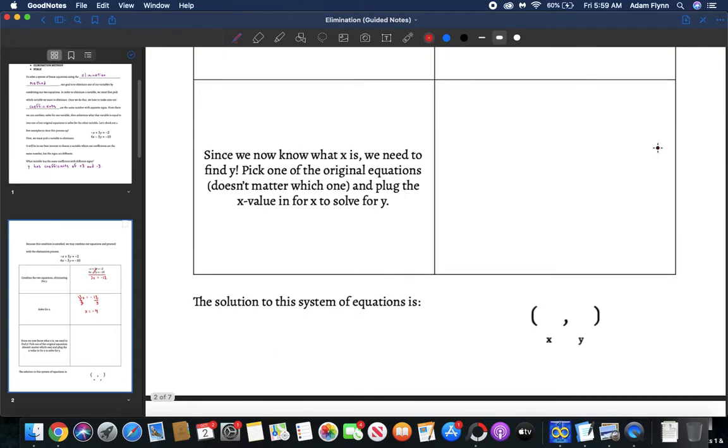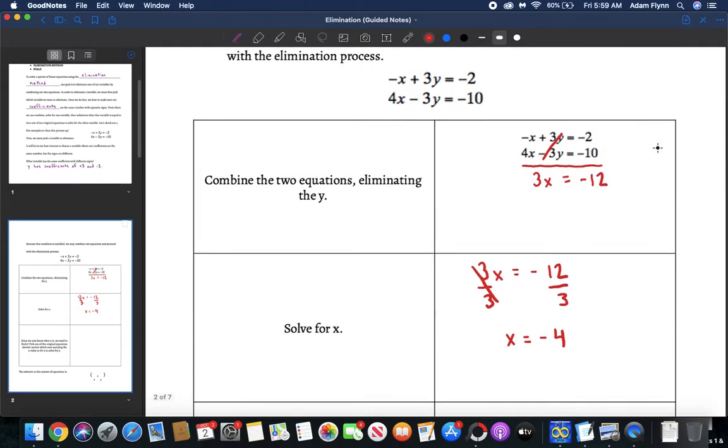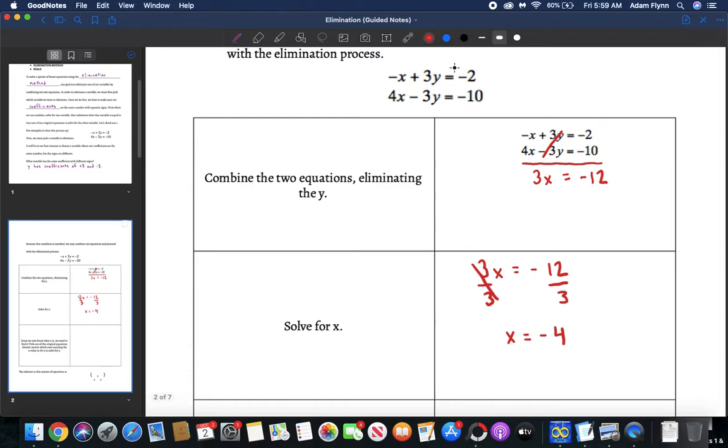Since we now know what x is, we need to find y. So the way we're going to do that is we are going to pick one of the original equations, and it doesn't matter which one, we should get the same answer, and plug in the x value for x to solve for y rather. So if I go back up to my original equations here, I have to pick one of these. Previously, x was unknown, that's why we had an x here. Now that we know what x is, it's the number -4, we can take -4 and substitute it in for x in one of these two equations. Okay, so I'm going to do the bottom one.